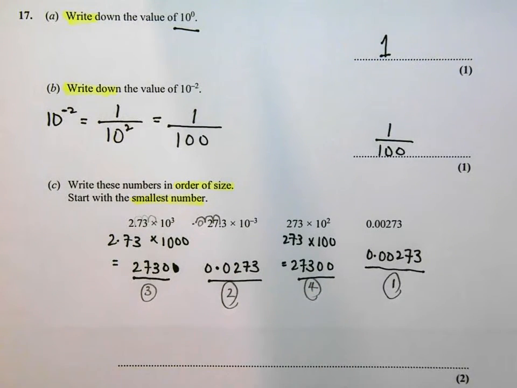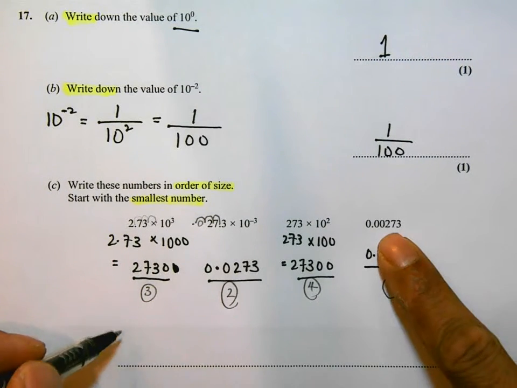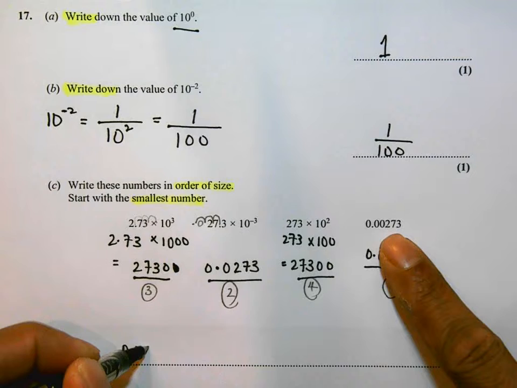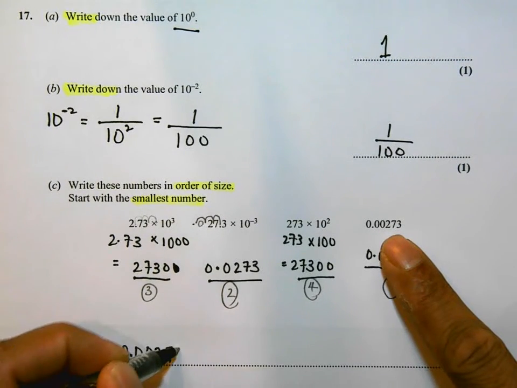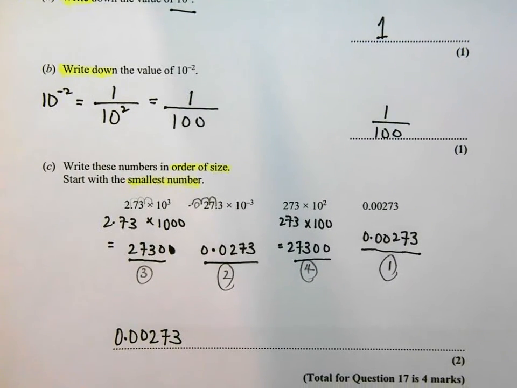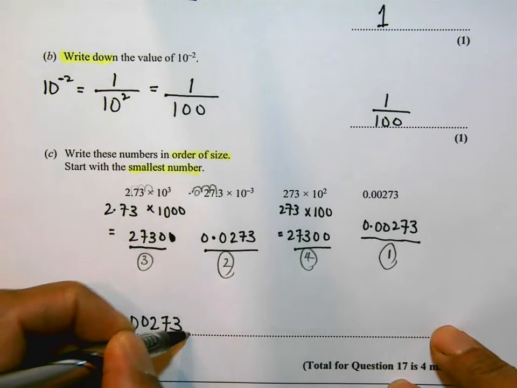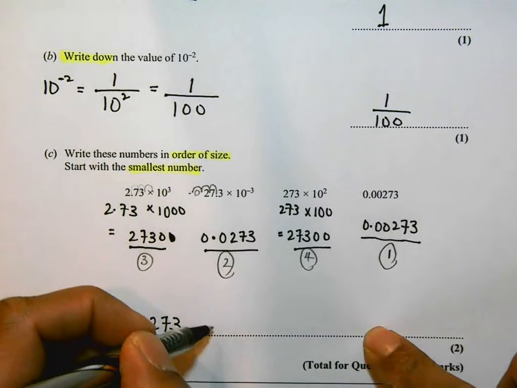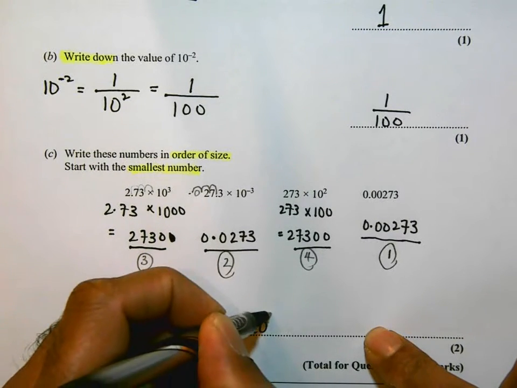So in the answer space, I'm going to write the original numbers in order of size. So the smallest, 0.00273. Okay, so that's the smallest. The next smallest is going to be 27.3 times 10 to the minus 3.